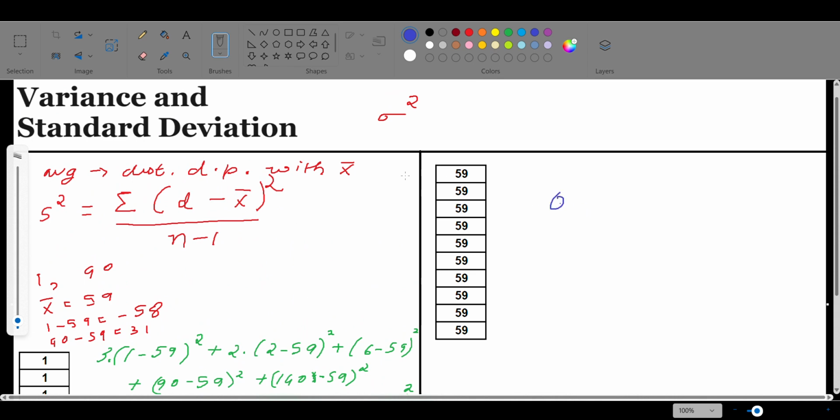The answer is 0. Because if you notice, every data point D is equal to the mean. This means that D minus X bar is going to be equal to 0. So every term that you're adding together is 0. Therefore, the entire variance is also equal to 0. And doesn't that make sense? Because as we saw in the previous slide, there is no spread of the data in the second data set. All these data points are clustered at exactly one point, right? Exactly in the middle where the mean lies.